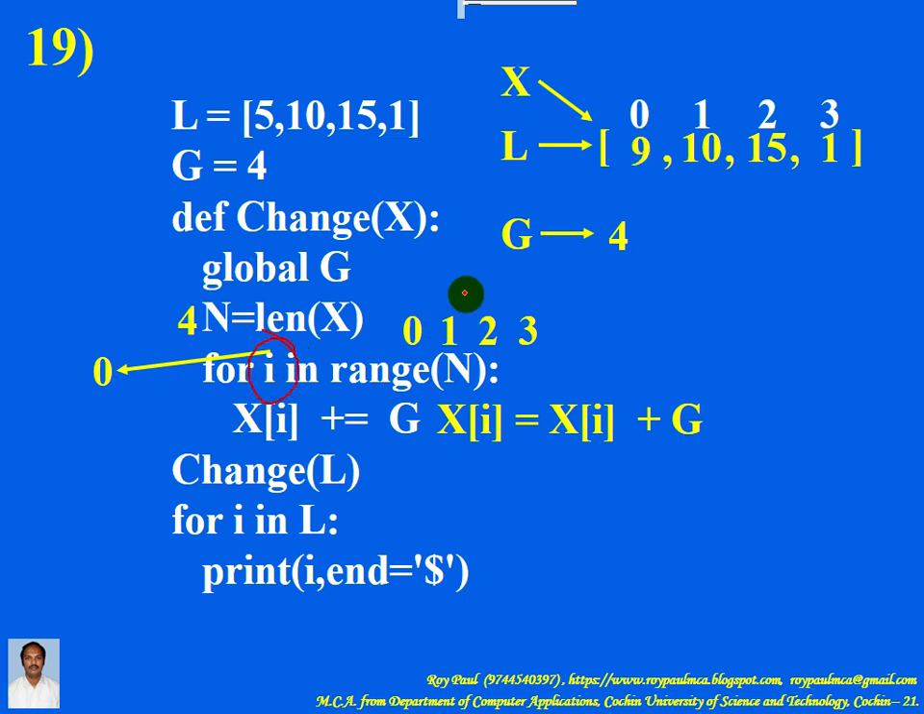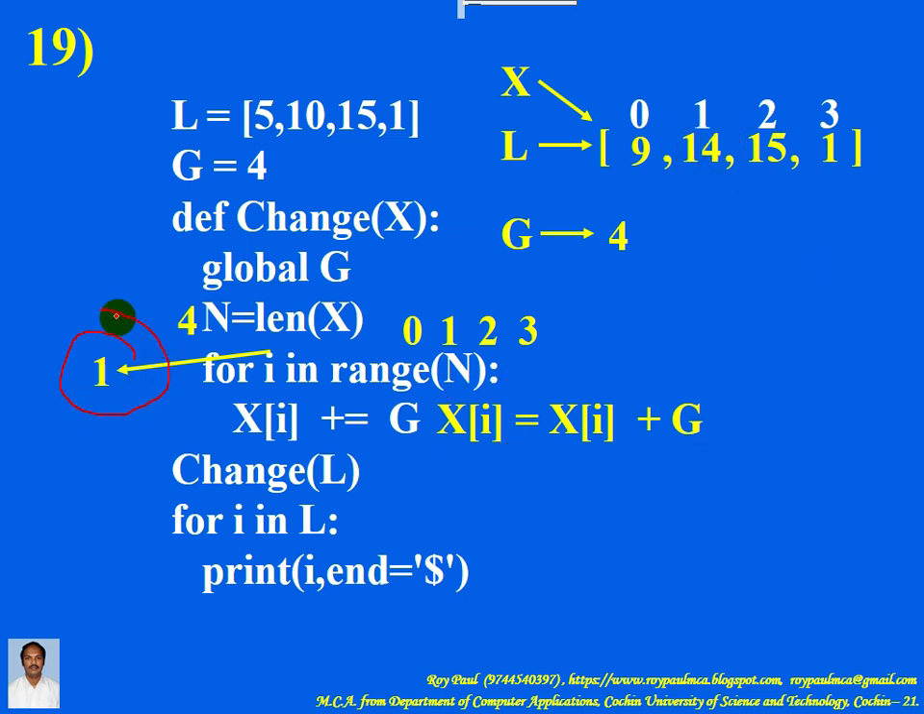I takes the next integer in the range. So I is equal to 1. Again, X of 1, 10. Global G is 4. So 10 plus 4, 14. That comes in X of 1, since I is 1. So your X of 1 becomes 14.